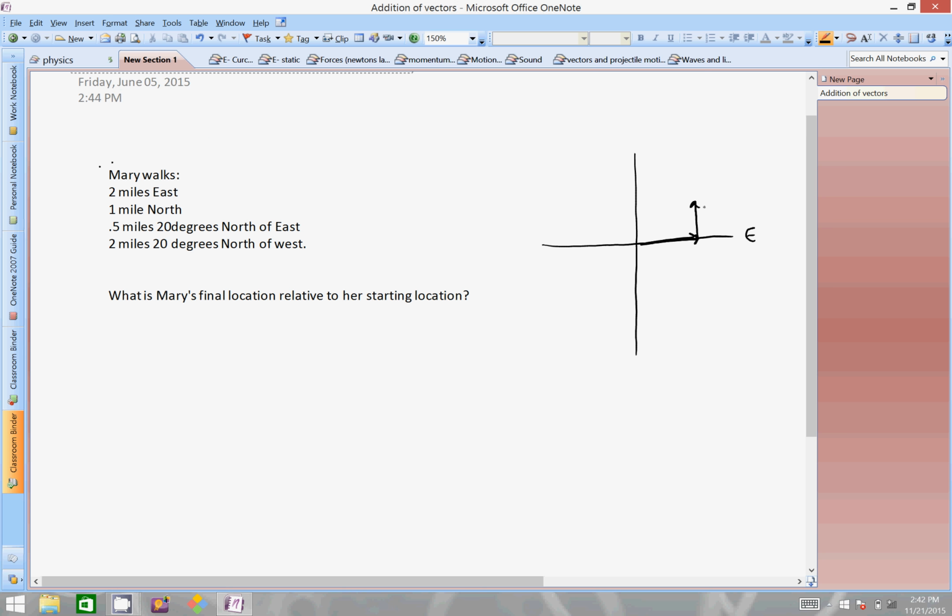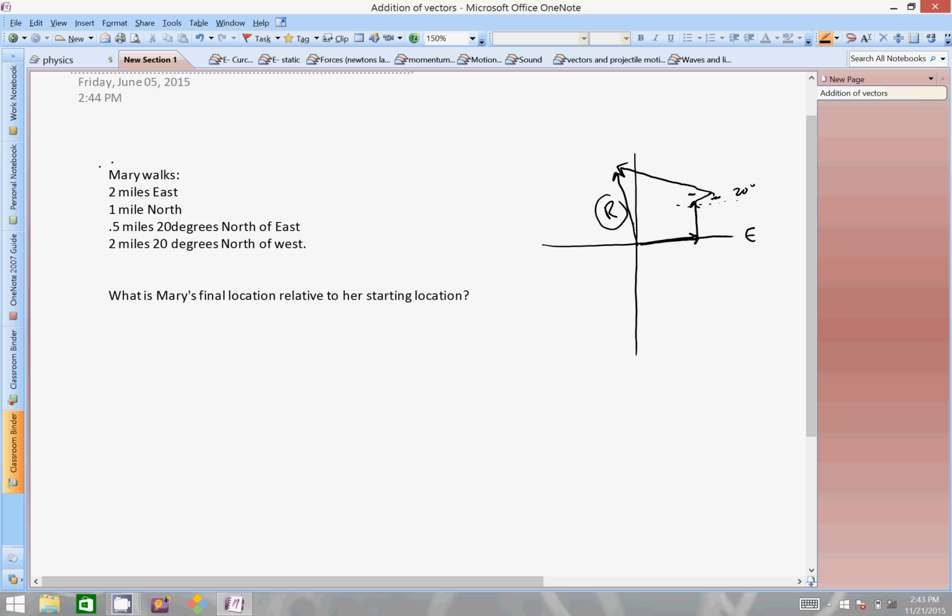Now we're going to go 0.5 miles at an angle of 20 degrees north of east, so a shorter distance, and I'm just going to estimate that this angle is about 20 degrees. And then we go 2 miles north of west, so a little longer distance with a similar angle. Again, I don't know how long that is, it's just a general idea. And this is the same angle here as it is right here. Next we'd ask, where is this person located? What is this new resultant vector going to be?